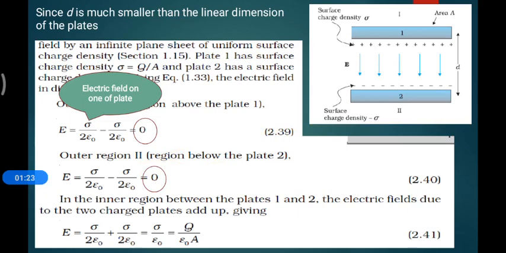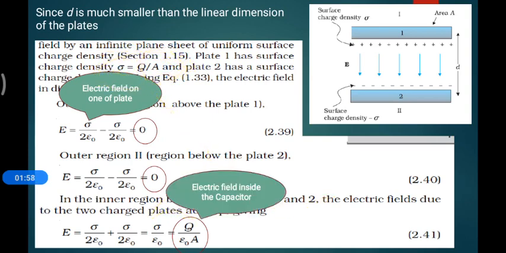Now the main task is here, the electric field inside the capacitor. Inside the capacitor, the electric fields due to the two plates simply add. So the electric field due to one plate is sigma upon 2 epsilon 0, and adding both, the half becomes full, so sigma upon only epsilon 0. There is no 2 because of the addition. Sigma we already know is Q upon A. So finally the electric field inside the capacitor is Q upon epsilon 0 A. This is fixed for you now.